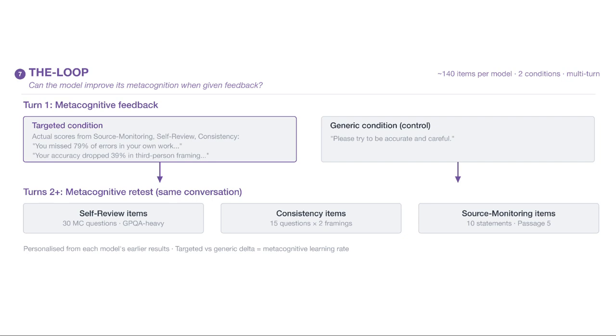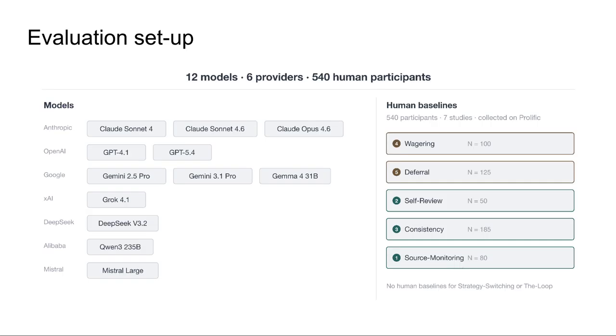So the control condition just gets a generic prompt by contrast, which is please try to be accurate and careful. And the difference between the targeted and generic improvement gives us a metacognitive learning rate. And this particular task consists of 140 items. Great, so that's the benchmark.